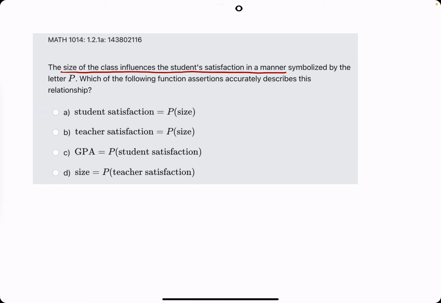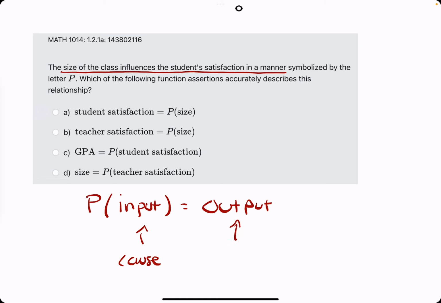The easy way to think about this, or how I like to think about this, is you'll have your function, whatever letter that is, P in this case, and you'll have the input inside the parentheses every time, and then it's going to equal whatever the output is, right? And your input is often the cause in the statement. So we want to think about this in terms of cause and effect. Something causes something else to happen, right? Something happens first, and that is reflected in some other outcome.